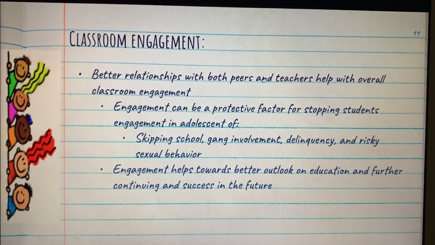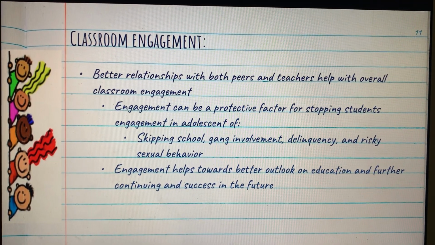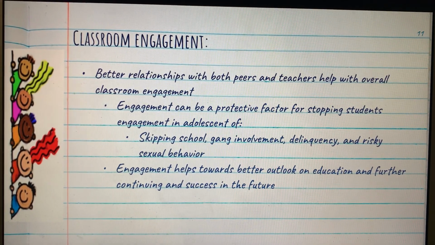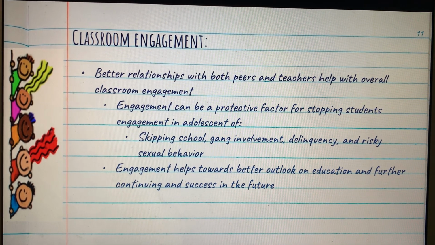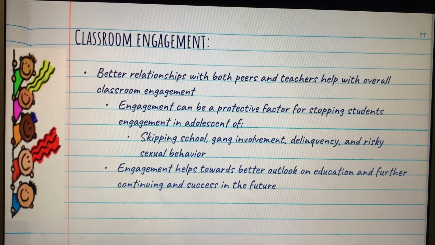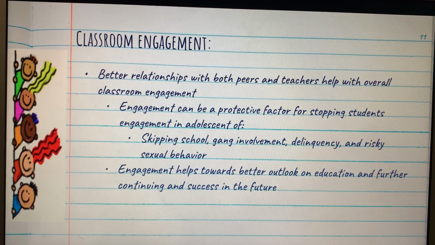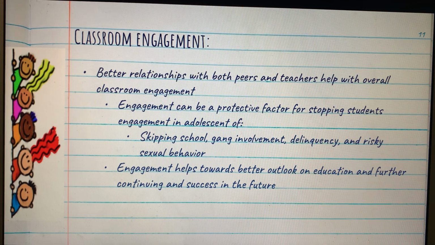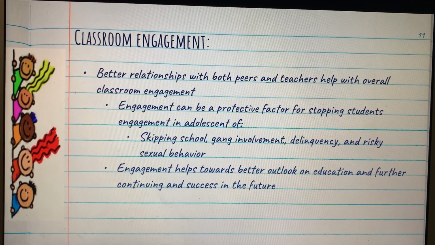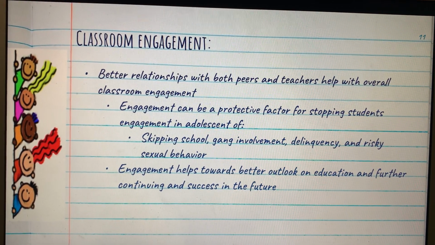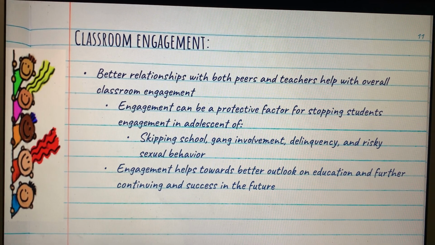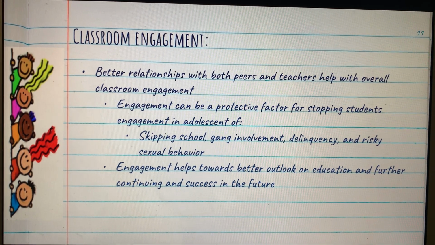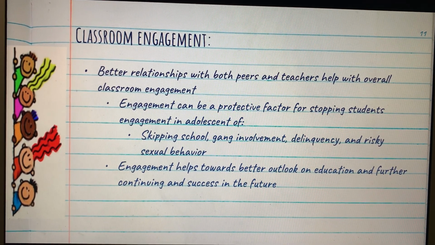So now touching on classroom engagement and why it is important. Better relationships with both peers and teachers will help with overall classroom engagement, which is super important. Engagement can be a protective factor for stopping students from engaging, in their adolescence, in things like skipping school, gang involvement, delinquency, and risky sexual behavior. So these things can be stopped, with negative consequences avoided in the future, if you have that classroom engagement earlier on.